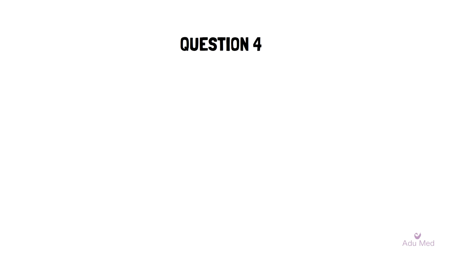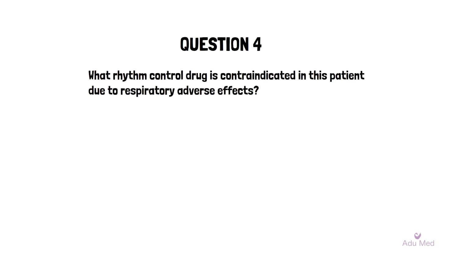Question 4. So what rhythm control drug is contraindicated in this patient due to its adverse respiratory effects? So some of our examples of rhythm control drugs include amiodarone, flecainide, propafenone, and sotalol. Sotalol is different from the other beta blockers due to it being used only for rhythm and not rate control. In view of this patient's asthma, we would want to avoid sotalol due to the side effect of bronchospasm.